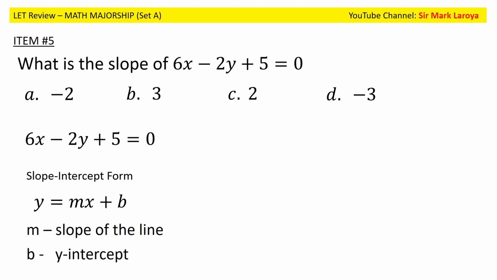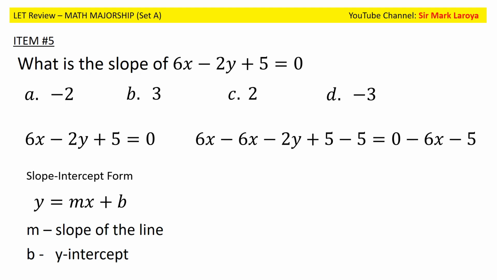Wherein, m is the slope of the line or yun yung magiging coefficient ng x natin, yun ang slope na hinahanap natin. And yung b naman na constant is the y-intercept of the line represented by our equation. So, una, ang gawin natin, i-express natin nga siya sa slope-intercept form.